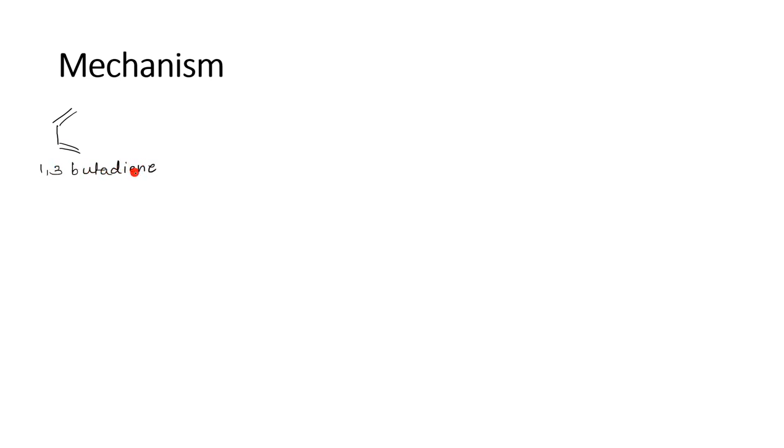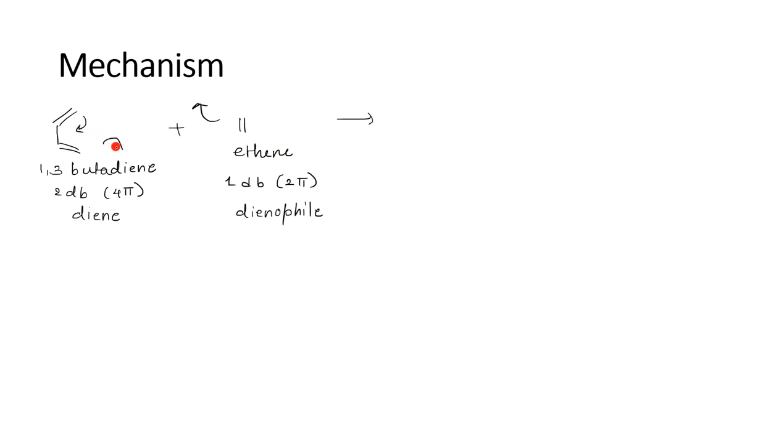This is the 1,3-butadiene system. Two double bond system, no? Two double bonds. That means this is a 4 pi system, which means this is a diene. And this is ethene, so this is your one double bond system, that is a 2 pi system. That means it is called a dienophile.